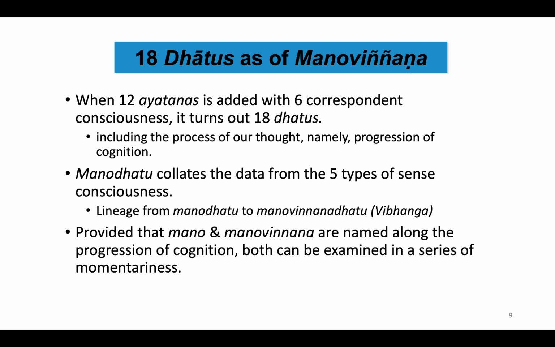In Dhammasangani, the evolvement from 12 Ayatana to 18 Dhātu by adding 6 correspondent consciousness is described. This includes the process of thought, namely the progression of cognition. 18 Dhātu represent externally generalized human experience. Dhātus collate the data from the 5 types of sense consciousness.